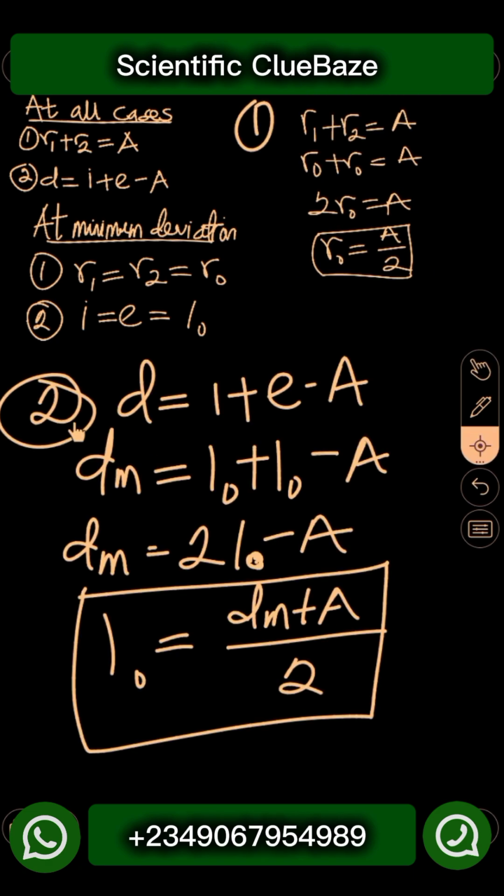Okay, so what happens in the second place is that this is the angle of deviation at all times. But at minimum deviation, that is going to change. Our I here is now going to be I naught. Our E also is going to be I naught, since I is equal to E. And then from there we can deduce that I naught is going to be equal to minimum deviation plus A over 2, if you make I naught the subject of this simple equation here. And then we now move on.